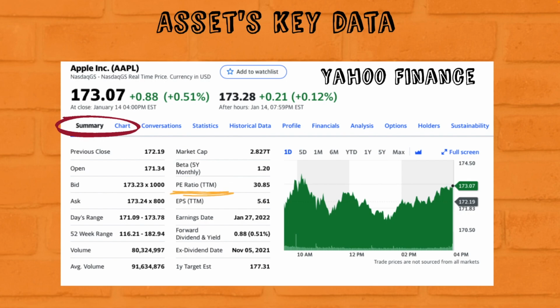PE ratio, or price to earning ratio, is literally the ratio of market value per share over the earning per share. One of the applications of PE ratio is using it to see if a financial asset is overvalued or not. And finally, EPS, or earning per share, is the company's net profit over the total number of its common circulating shares. We briefly covered some of the most important key data of a sample stock on Yahoo Finance.